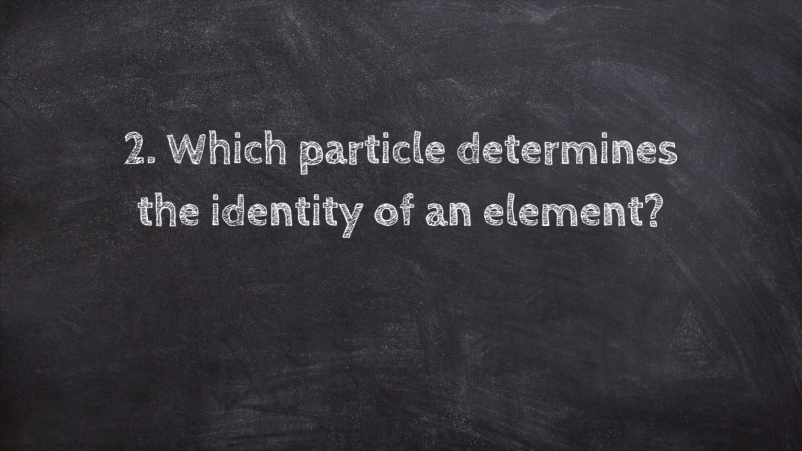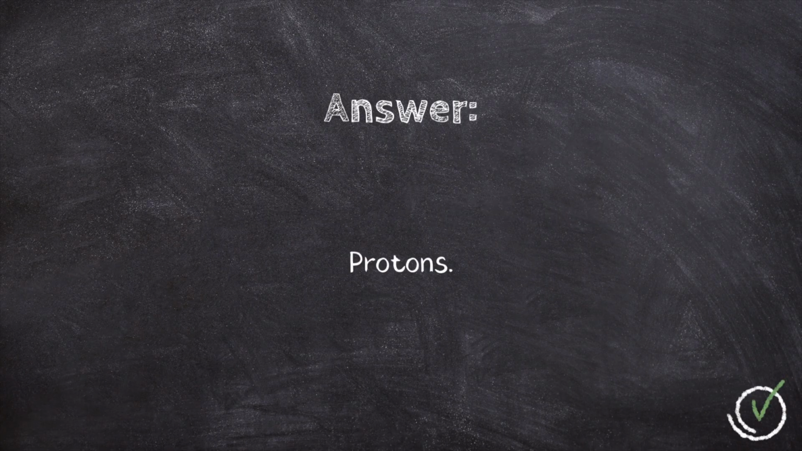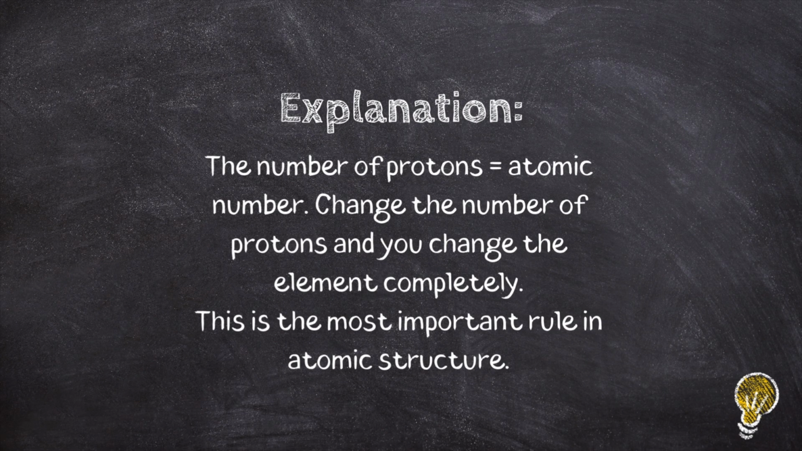Question 2. Which particle determines the identity of an element? Not its mass, not its charge overall, its identity. What actually makes carbon, carbon, and oxygen, oxygen? The answer is protons. Only protons, nothing else. The number of protons in an atom is called the atomic number, and the atomic number defines the element.